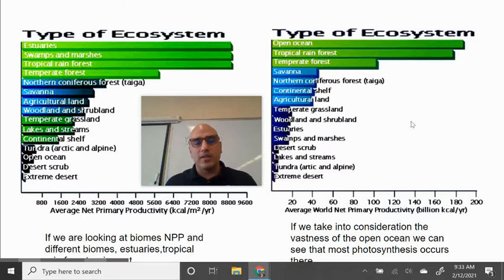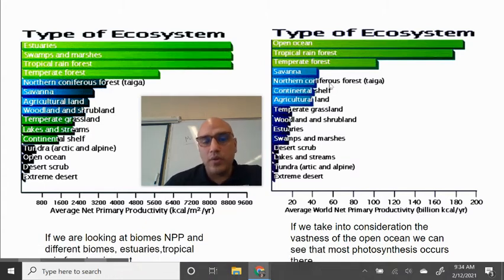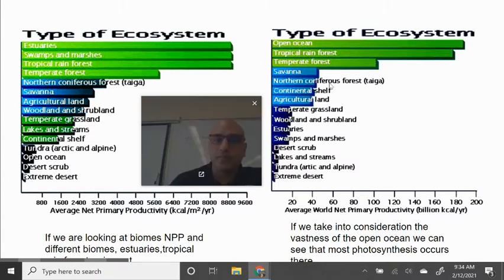Like we discussed before, 70% of our planet is covered with ocean. The ocean is very vast. The ocean is very big. Even though it's not very dense, since there's so much of it, the overall photosynthesis occurs most in the open ocean. I've seen this question often, so make sure that you take into consideration the vastness of the ocean for the overall amount of photosynthesis that goes on.